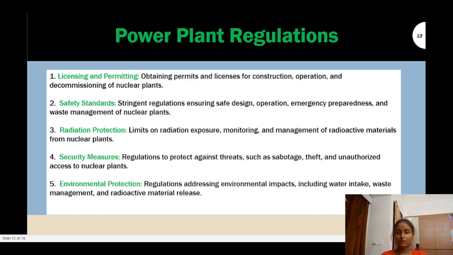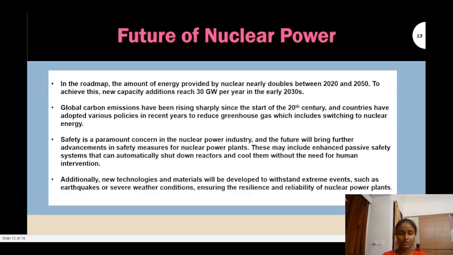Radiation protection: limits on radiation exposure, monitoring and management of radioactive materials from nuclear plants. Security measures: regulations to protect against threats such as sabotage, theft, and unauthorized access to nuclear plants. Environmental protection: regulations addressing environmental impacts including water intake, waste management, and radioactive material release.